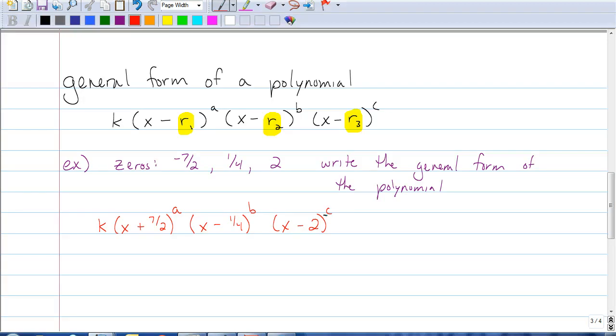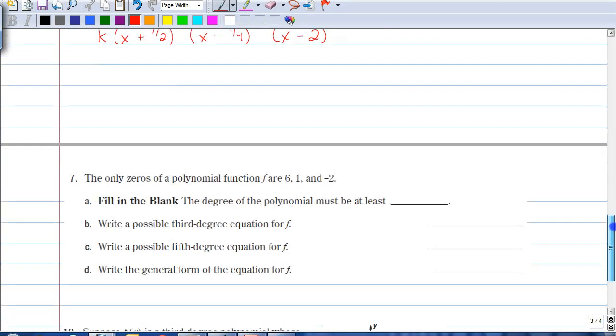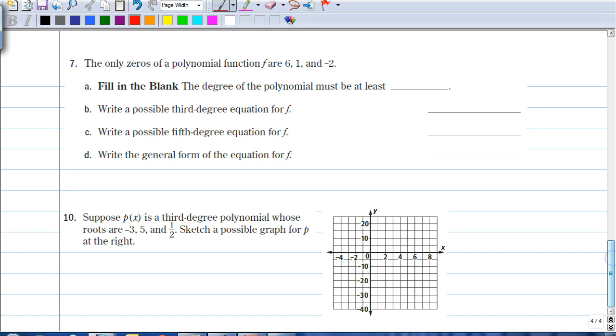Now, that's enough for our notes, but what I do want you to do is print out your assignment on Moodle, and we're going to look at a couple of the problems there just to help get this sunk in for you. Now, the way that the worksheet is set up, I cut and pasted from a couple of different assignments there, so that's why the numbering looks kind of weird. But we're going to look at this particular 7, where it gives us these zeros of 6, 1, and negative 2. We're going to answer these questions.